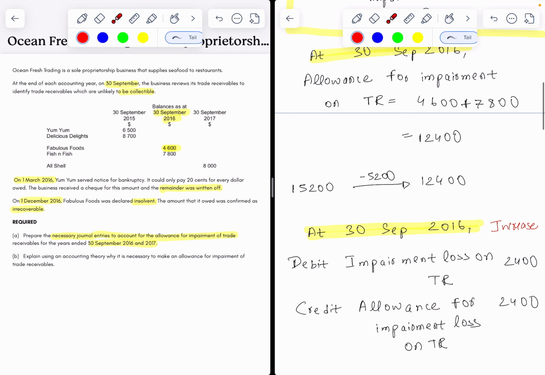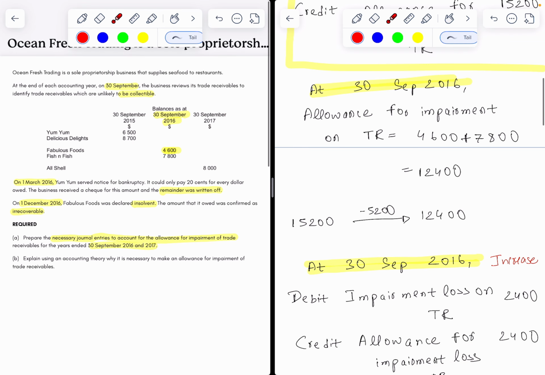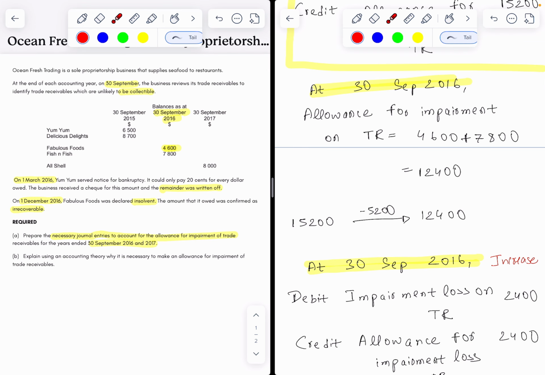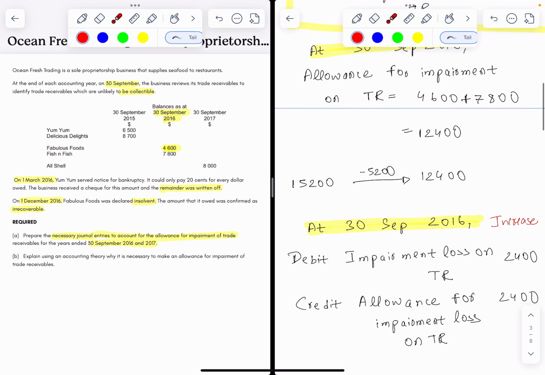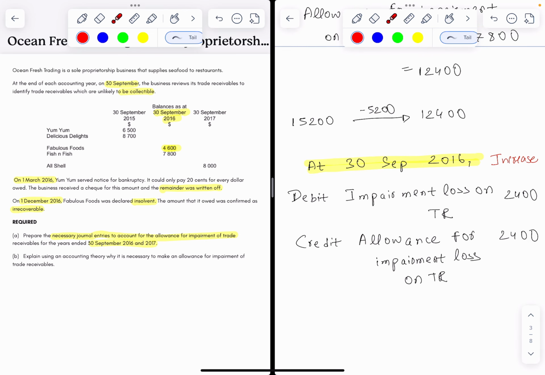All right, so for the year ended 30 September 2016, we have three sets of entries. As you have seen, the first one is for the cash that we have received, the second one for the amount that we won't receive, and the last one being the final balance for the allowance for impairment of trade receivables that we need to adjust in the books.